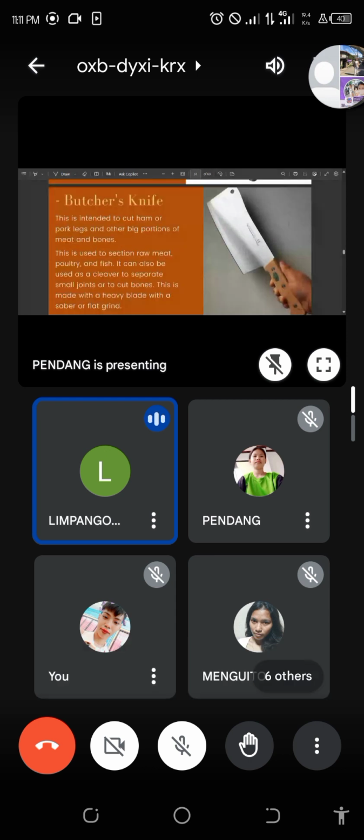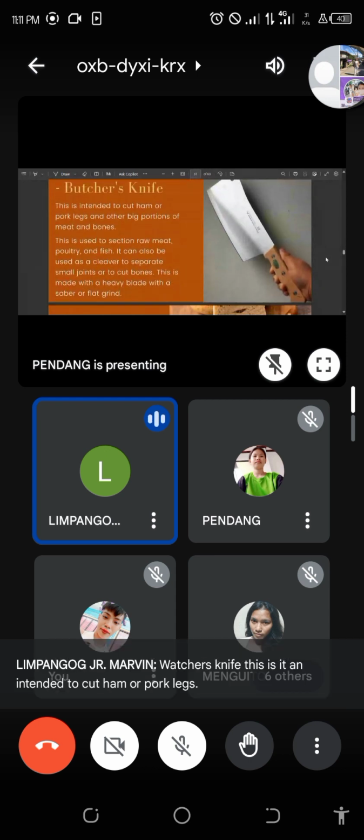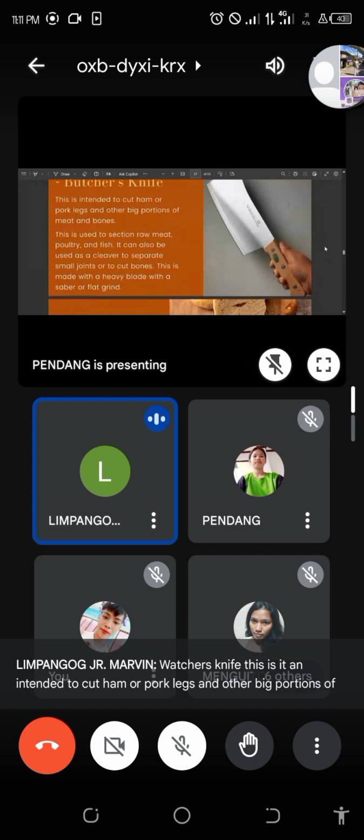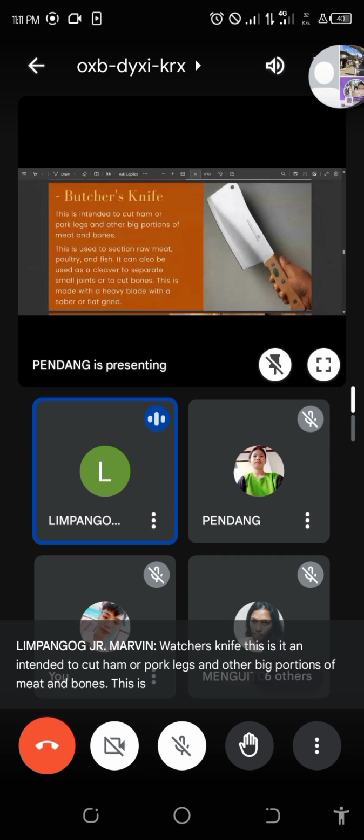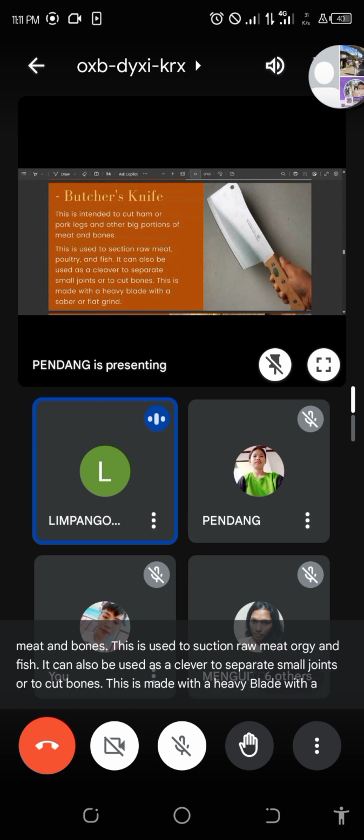Butcher's knife. This is intended to cut ham or pork legs and other big portions of meat and bones. This is used to section raw meat, poultry, and fish. It can also be used as a cleaver to separate small joints or to cut bones. This is made with a heavy blade with a saber or flat grind.